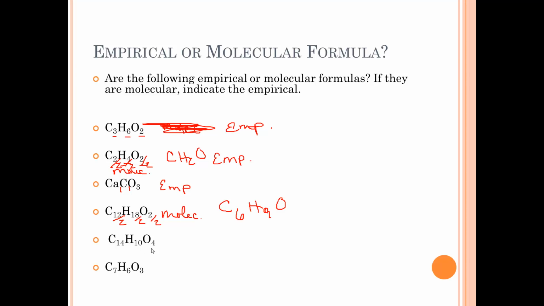C14H10O4. Those are all divisible by the number 2, which means this is the molecular formula. And the empirical formula would be the more reduced version, which is C7H5O2. And finally, we have C7H6O3. Those are not divisible by the same number, which means that this is the empirical formula.